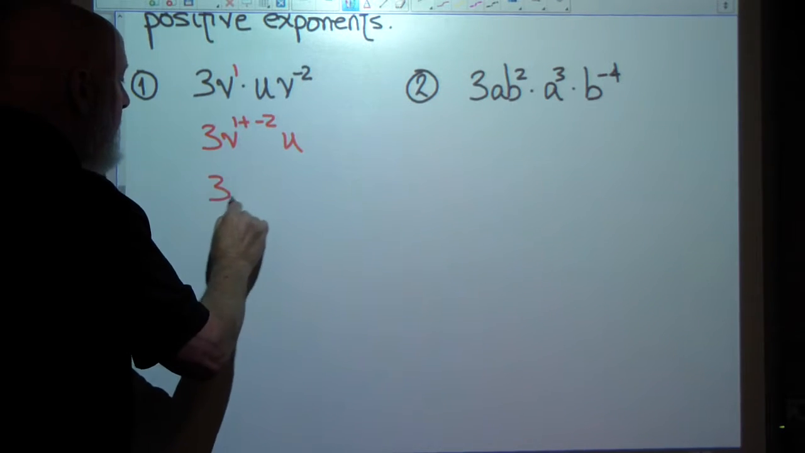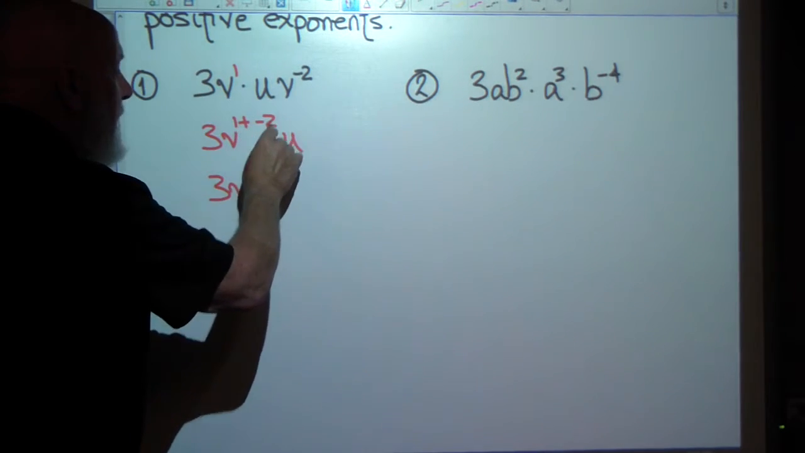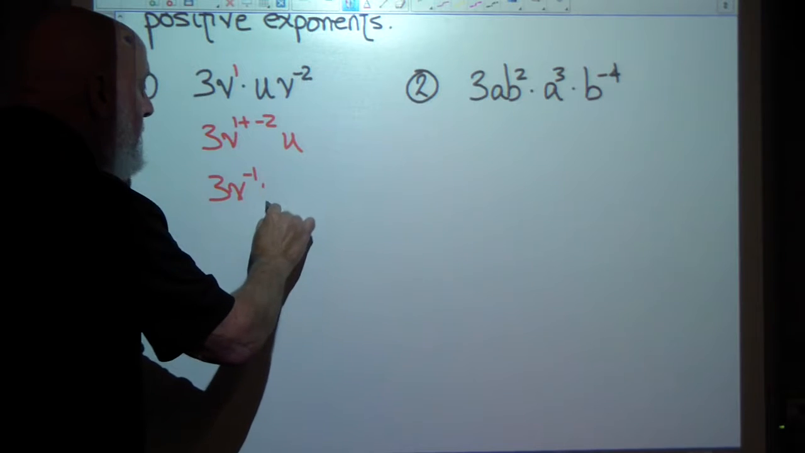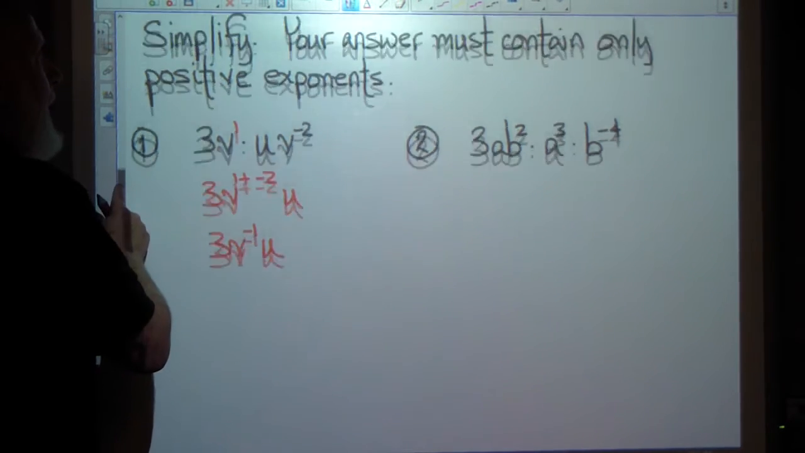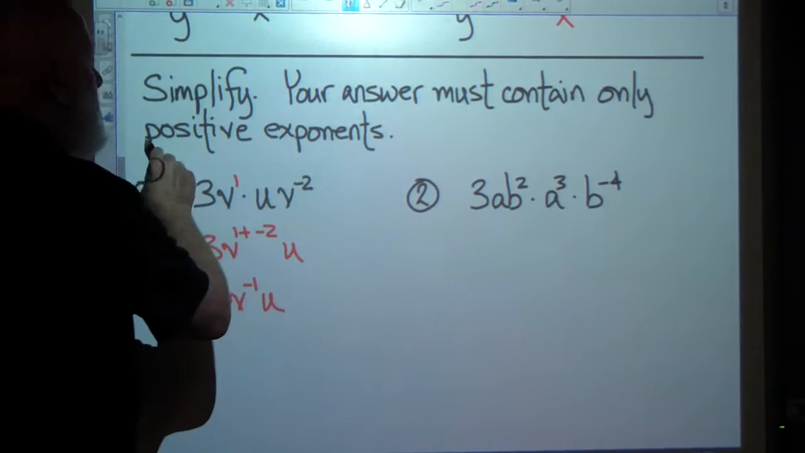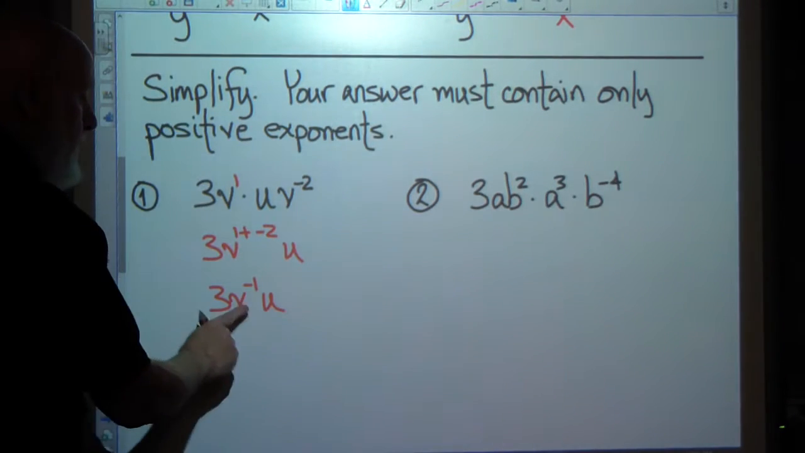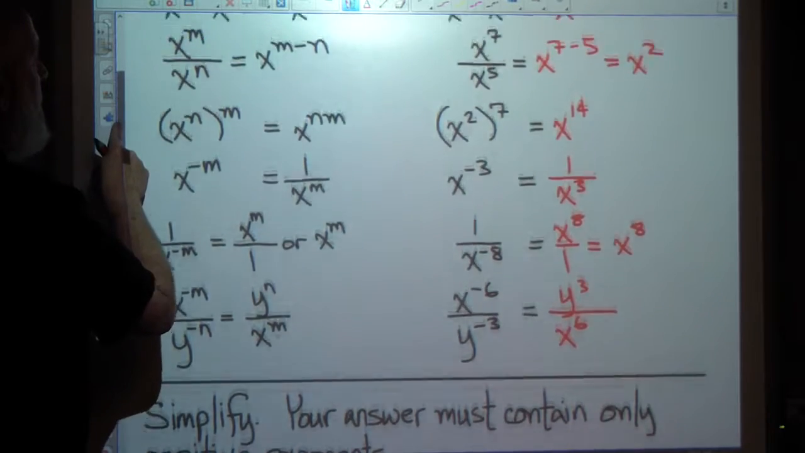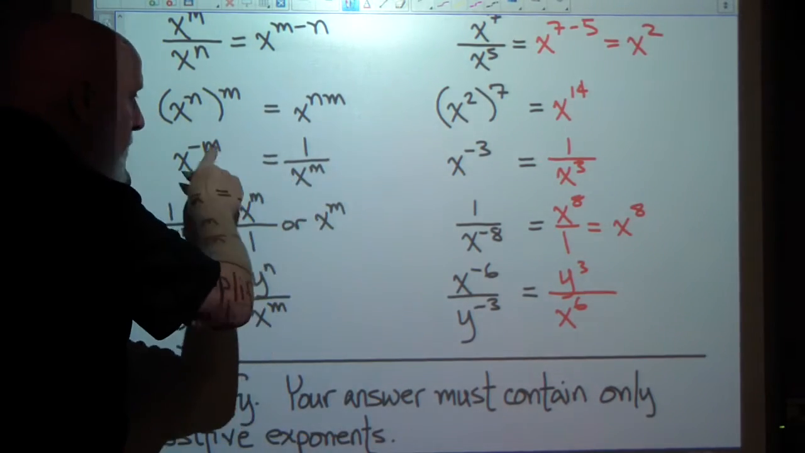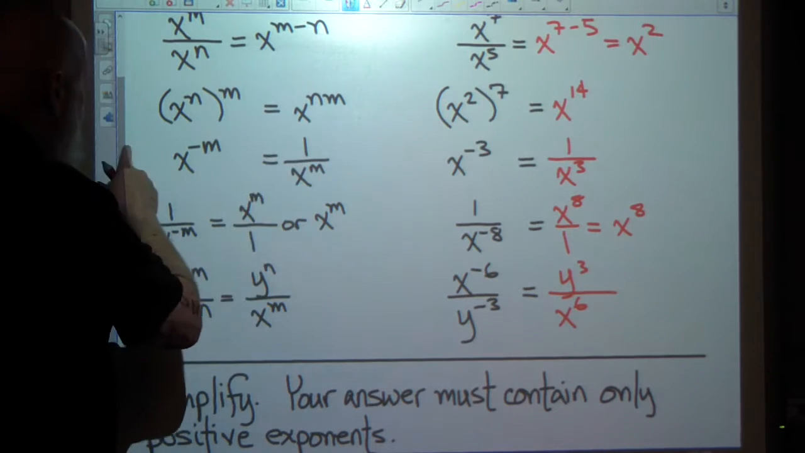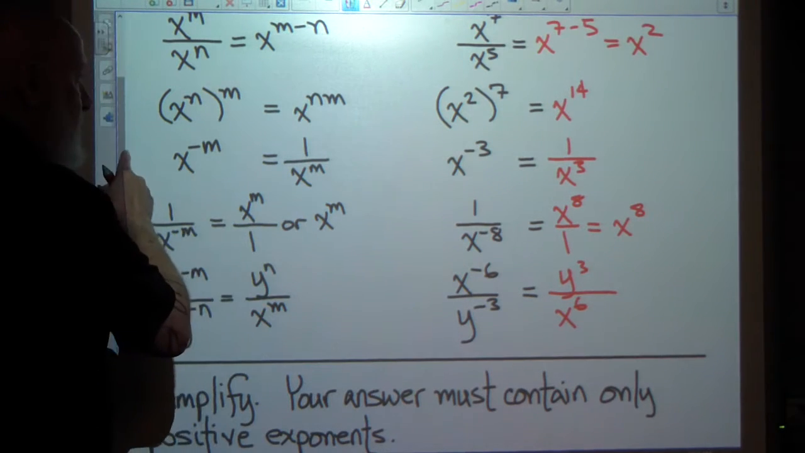Well, that's 3 times v to the 1 plus negative 2, which is negative 1. I just simplified that. Now it says I want to make sure my answers contain only positive exponents. So I'm going to change v to the negative 1 to 1 over v to the positive 1. I'm going to put a 1 over it and the exponent becomes positive. That's the mechanics of what we're doing.